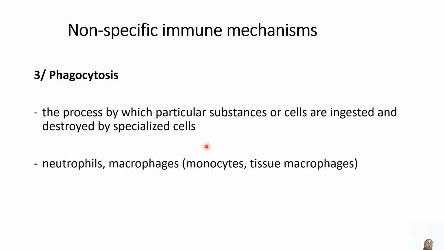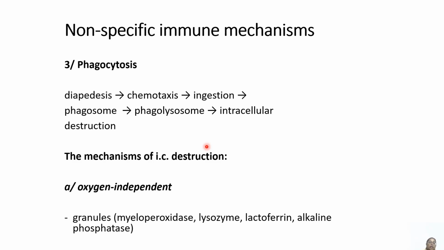And then phagocytosis. So, what is the process of phagocytosis? The process by which particular substances or cells are ingested and destroyed by specialized cells, like neutrophils, macrophages, they can do phagocytosis. So, what happens basically? There is diapedesis, chemotaxis, ingestion, phagosome, phagolysosome, intracellular destruction. So we'll talk about all these in the upcoming slides.